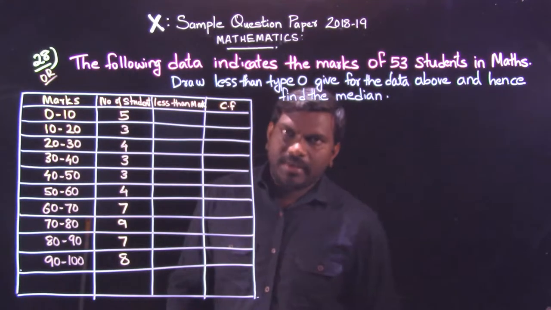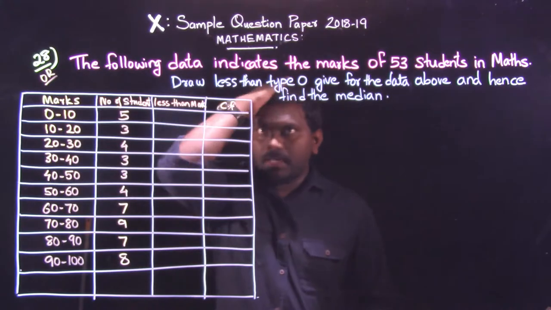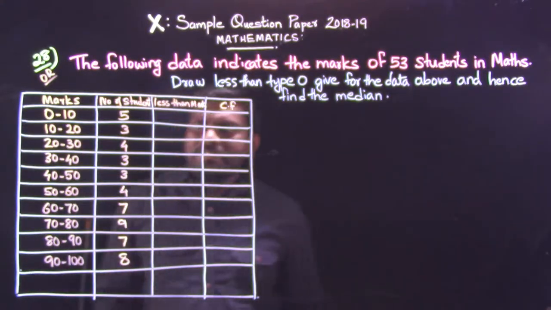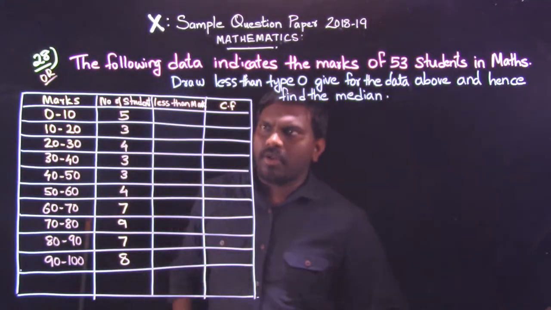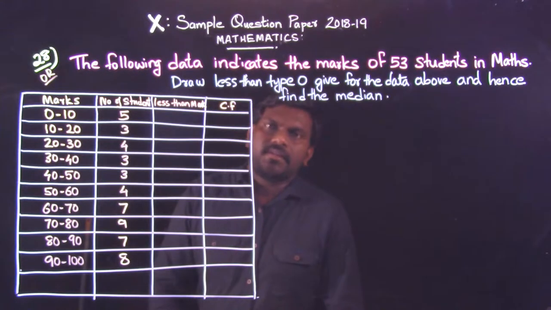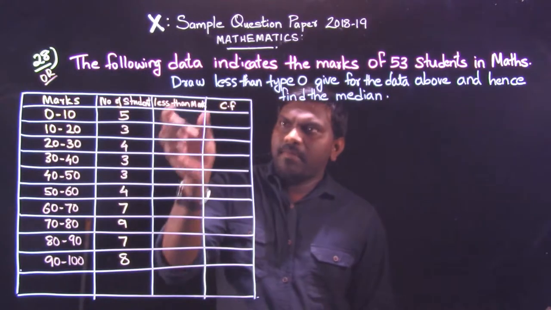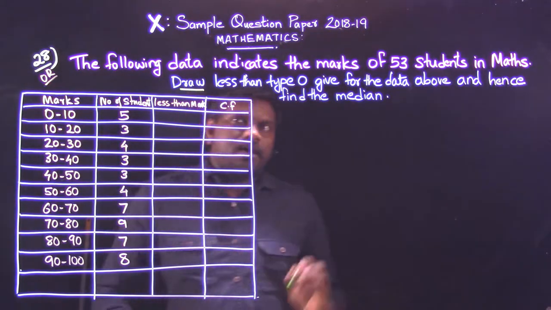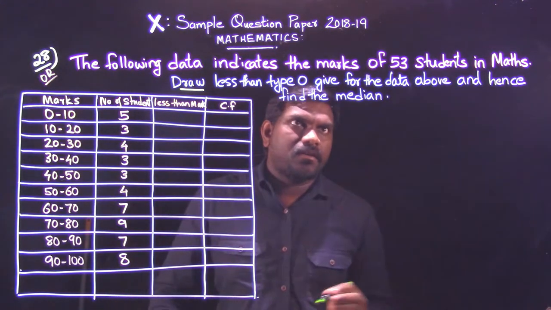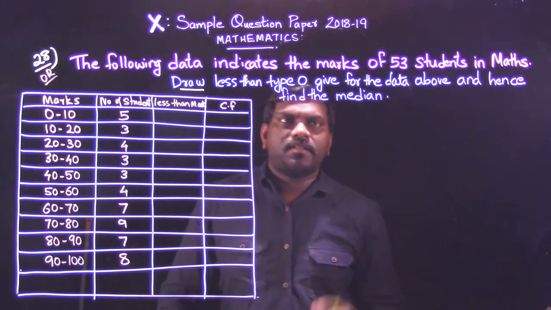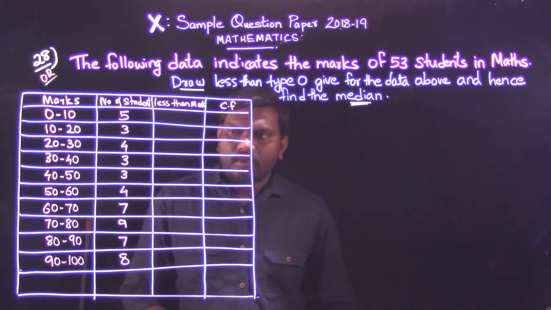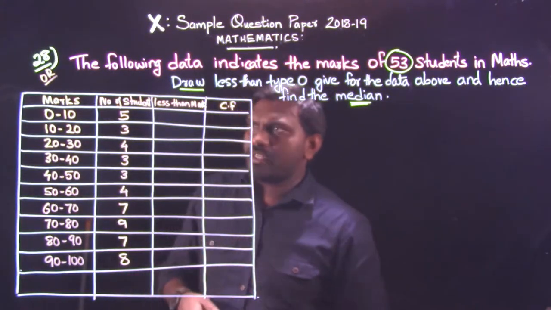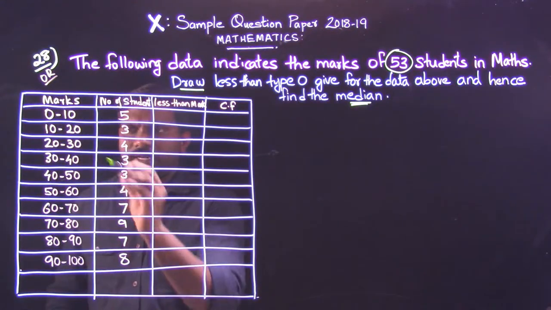This is the second question of 28: the following data indicates the marks of 53 students in maths. This is the complete table which I have plotted, and I have made two extra columns, one is less than mark and the other is cumulative frequency. Why did I make these two columns? To plot the points, because you are told to draw the less than type ogive for the data above, and hence find the median. So the median is what you need to find ultimately, for the case of 53 students. Here you can see the marks like 0 to 10, 10 to 20, 20 to 30.